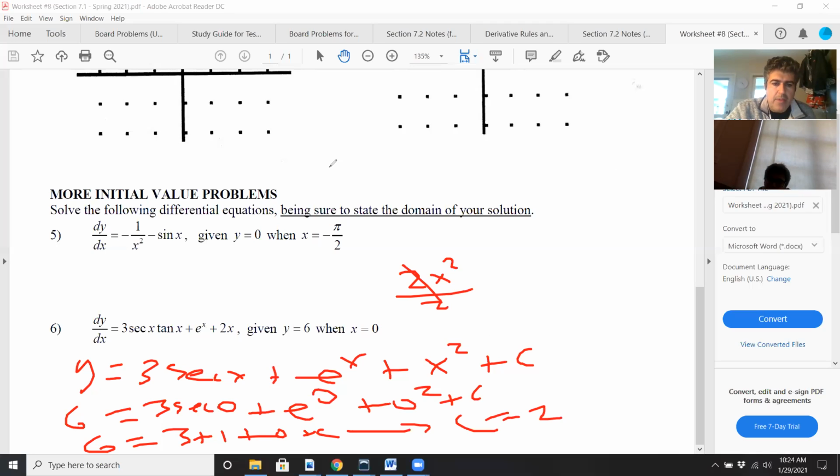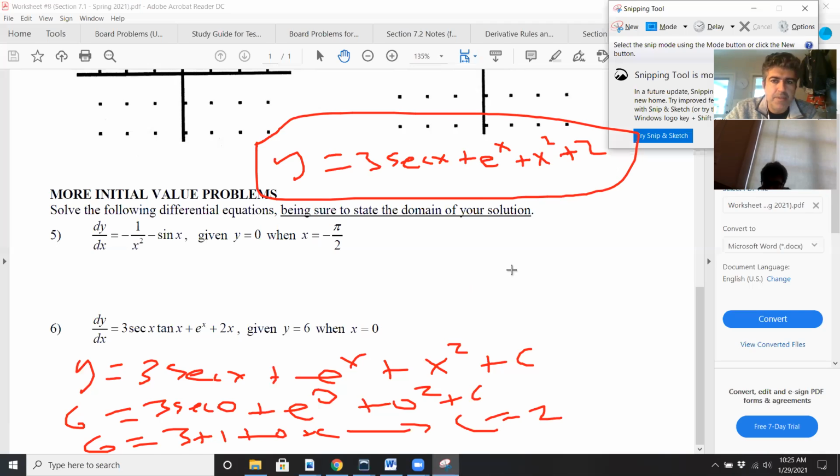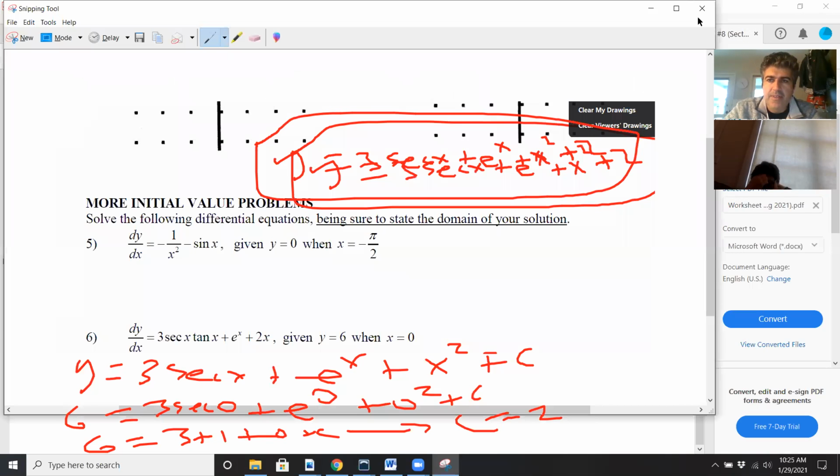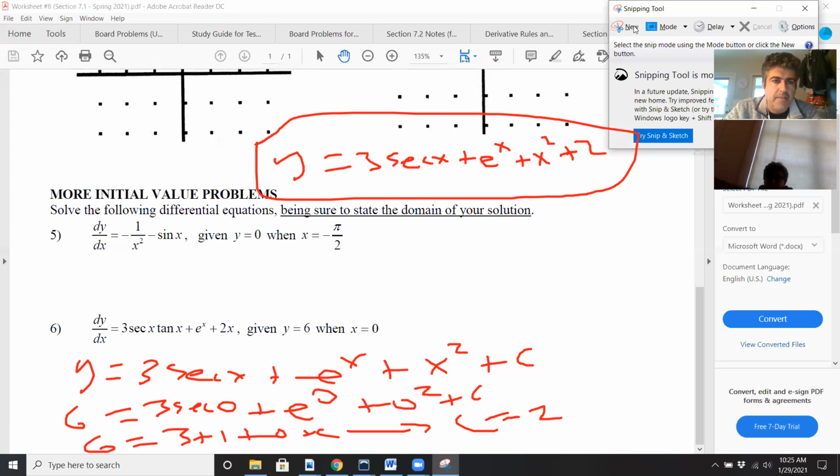So your equation will be y equals 3 secant x plus e to the x plus x squared plus 2. So that's that one. And let me take an image of that, and put you guys in breakout rooms. Hold on, sorry, Zoom's being a little stubborn here. There we go.